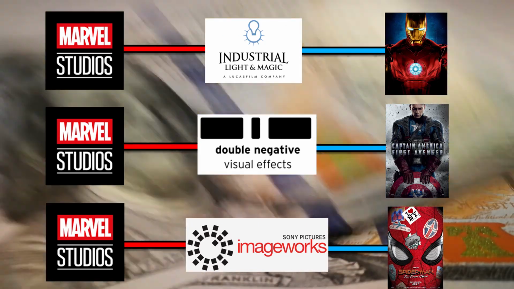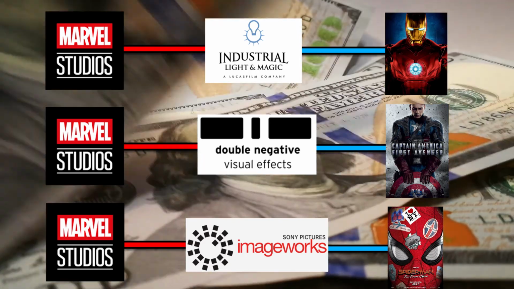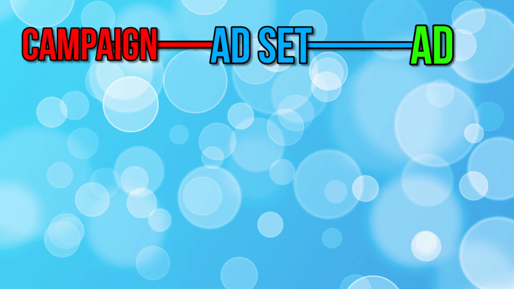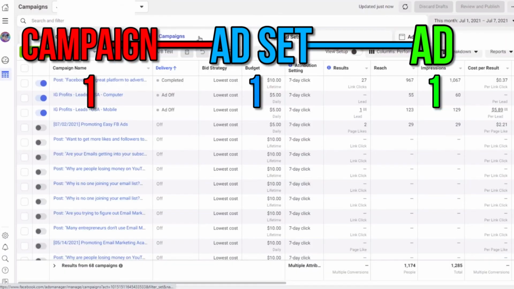And guess what? That's exactly how we will run our Facebook ad campaigns. Each ad that we will create will have its own ad set and be managed by its own campaign. The ratio will be 1 to 1 to 1. One campaign, one ad set, and one ad.